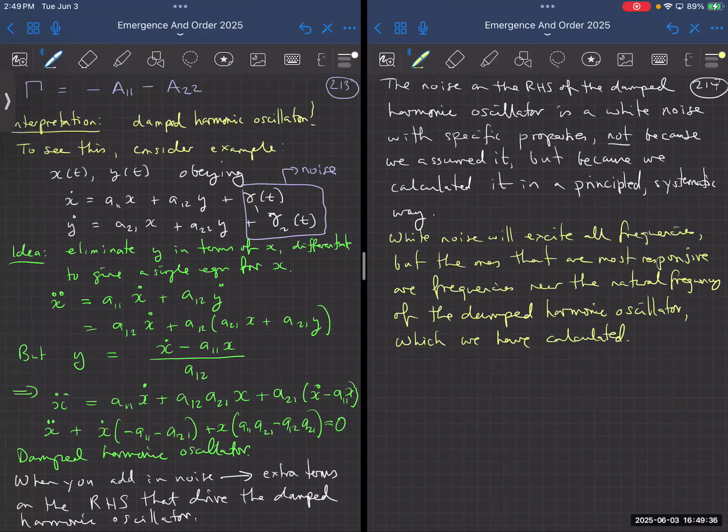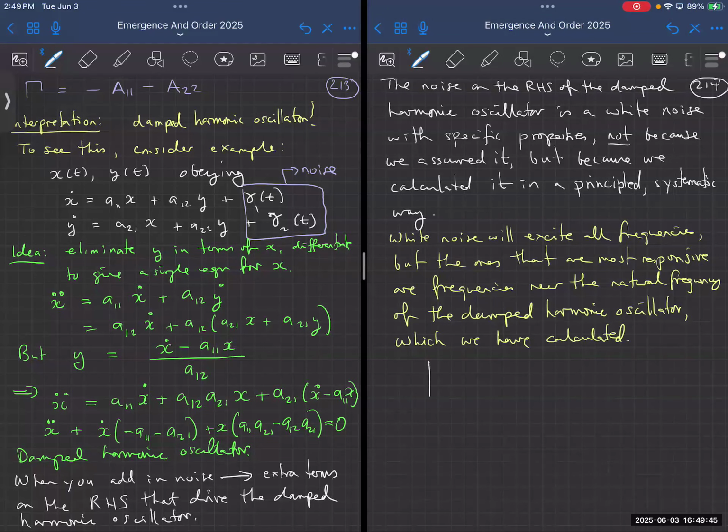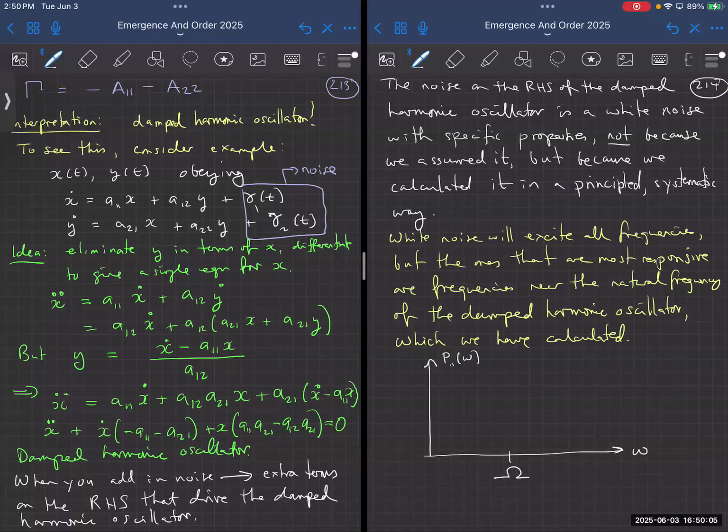So if I look at the power spectrum, this is what it's going to look like. This is just the P11. Let me just keep this color for a moment. So here is the frequency omega, which is the thing that we've calculated. That's the natural frequency. And then the power spectrum looks something like this. I'm probably going to draw a crappy job, but something like that. So that's what P of omega looks like.